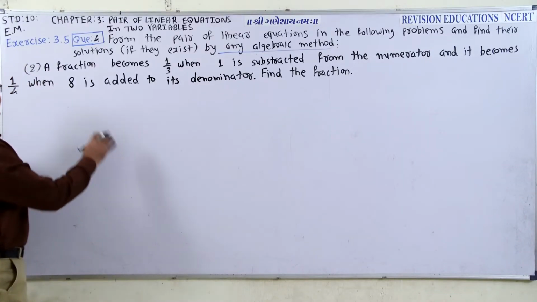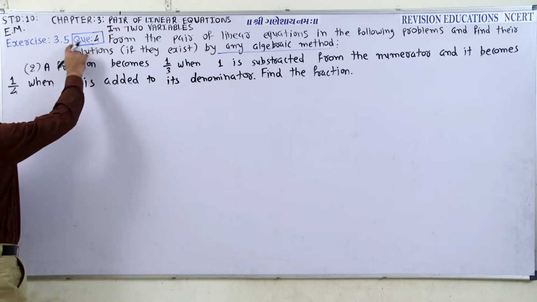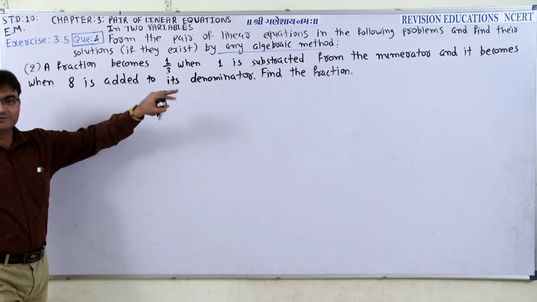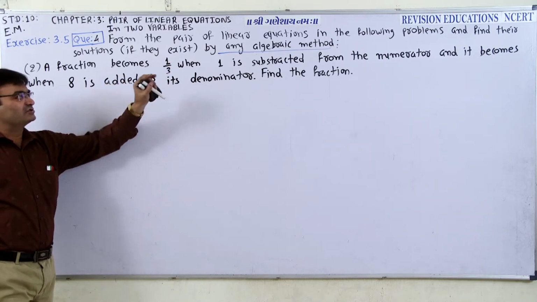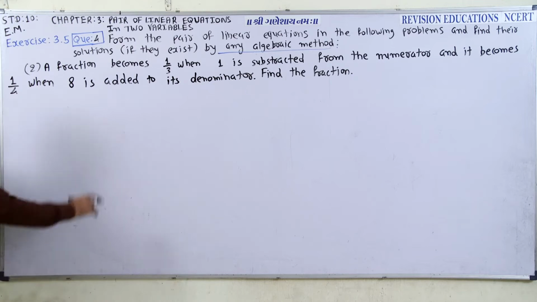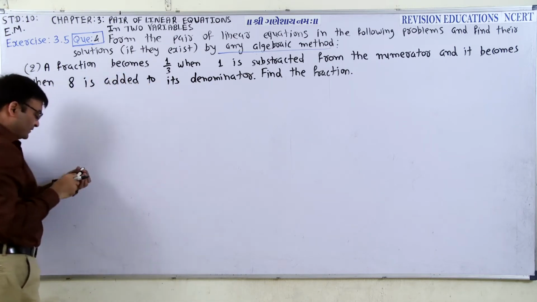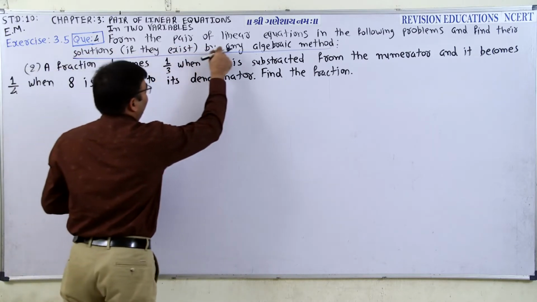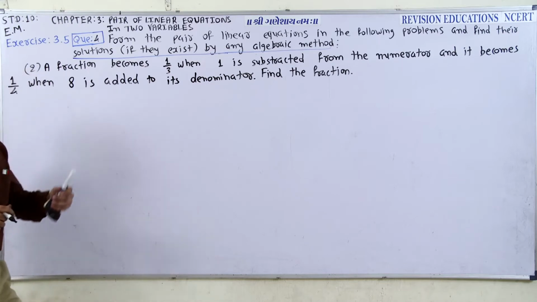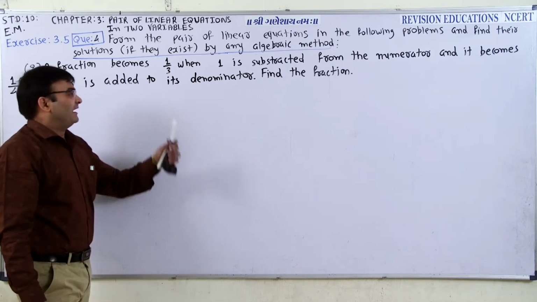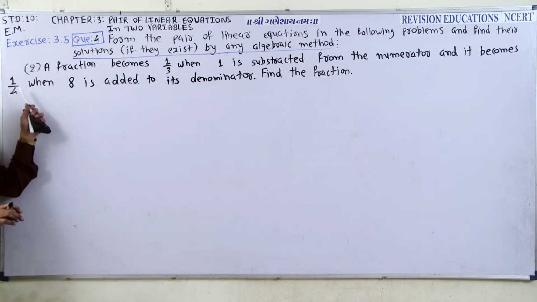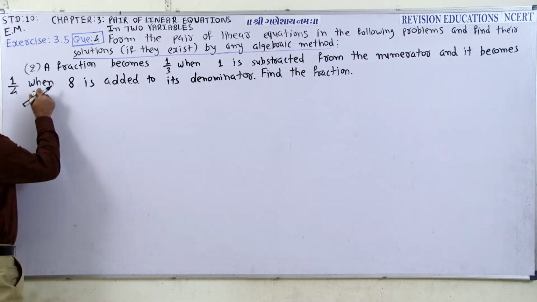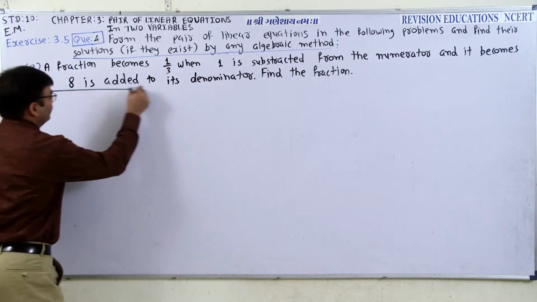Now friends, exercise 3.4, 3.5, it's question number 4. In this, we have to form the two linear equations and solve by using any method. A fraction becomes 1 by 3 when 1 is subtracted from the numerator, and it becomes 1 by 4 when 8 is added in the denominator. Friends, here we start.